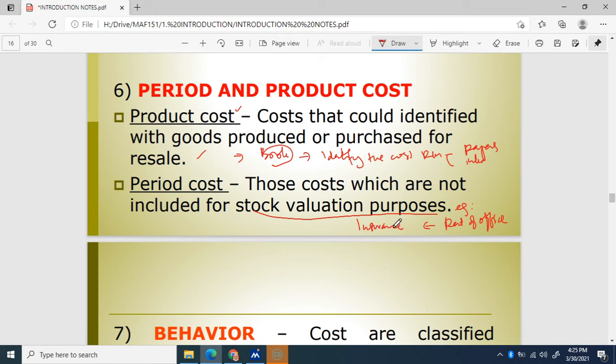Insurance paid for the machine per month. Okay, so that's why we call it period cost. You pay for it by period. So this will not be included in stock valuation. If we refer back to the financial statement, it's not included in the cost of goods sold. So this is period cost and product cost.